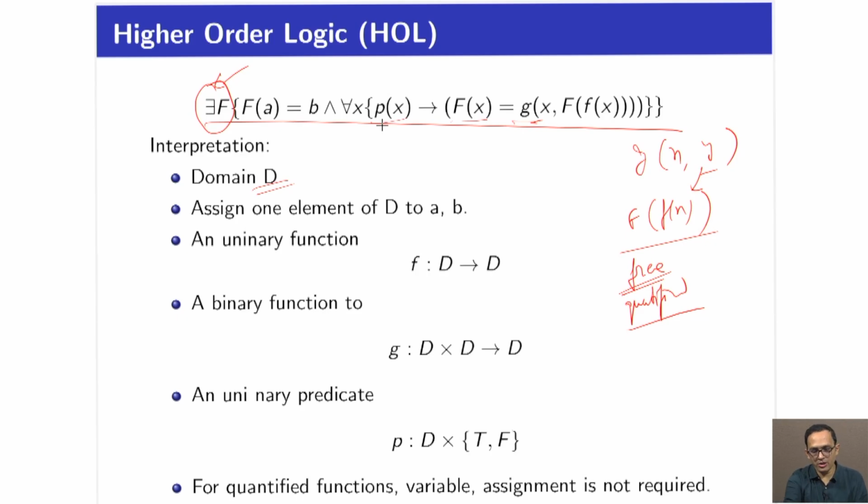So, let us first see what you have here, right. You have the domain D, you have two free variables a and b from the domain. Let us say the domain is integers, then I have to take some value, say a equal to 5, b equal to 10 or something like this. So, I have to assign one value from this domain to these variables a and b. Then you have this function f of x, which is basically a unary function, from domain to domain.